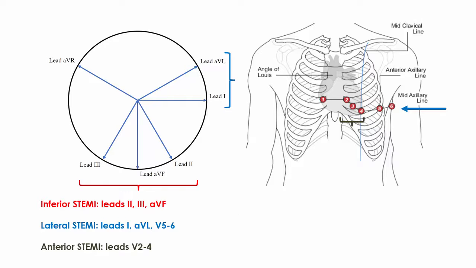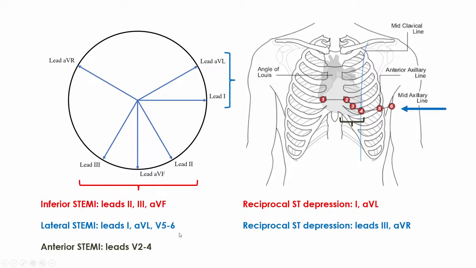You generally see it in the high lateral leads, okay, and that's lead 1 and AVL. On the other hand, if your patient has a lateral STEMI with lateral ST elevation, then your reciprocal depression might be seen in leads 3 and AVR. And for an anterior STEMI, well, again, there are no posterior leads, at least not in the standard ECG, so your reciprocal depression is best seen in the inferior leads, so 2, 3, and AVF.